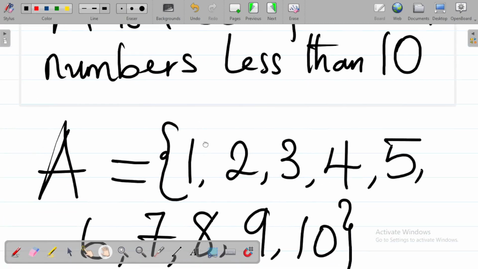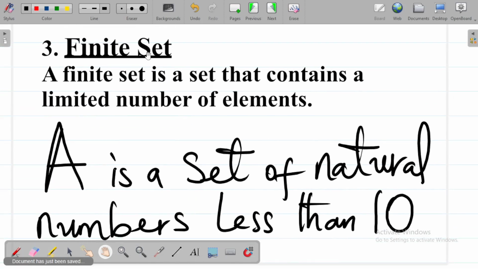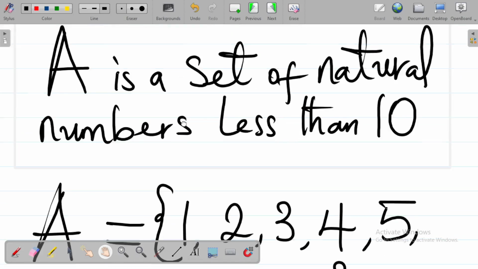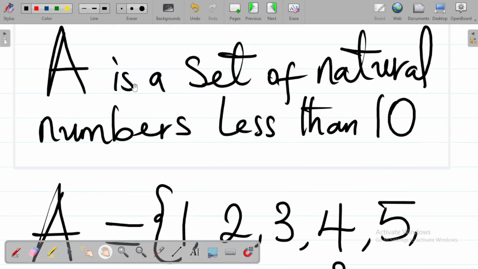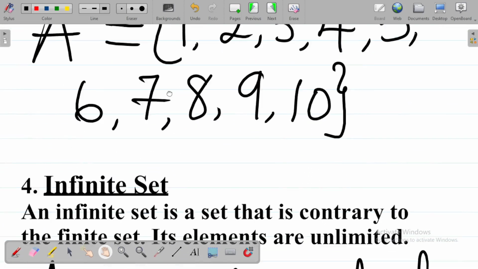So that's what makes it an infinite set. But in finite sets, we are told that a finite set is a set that contains a limited number of elements. So there is an end to it. Check the example. A is a set of natural numbers less than 10. So the limit here is 10. So that's what makes it a finite set.